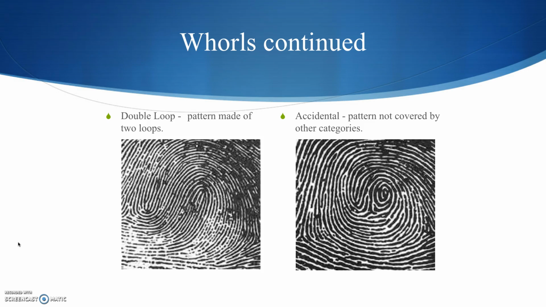Accidental whorls are patterns that do not fall into the other 3 whorl patterns. Accidental whorls still show the general whorl characteristics, but are combined together. These are very rare, as only less than 1% of the population have this type of print.